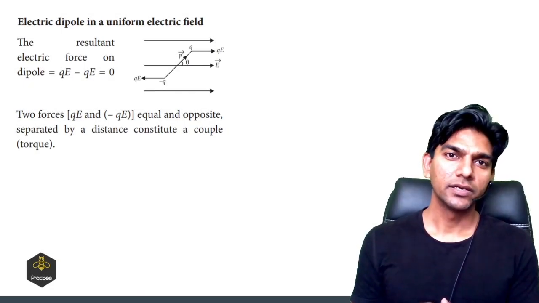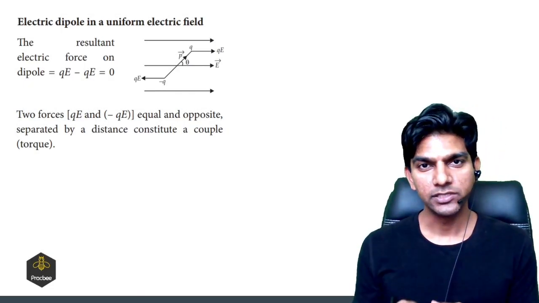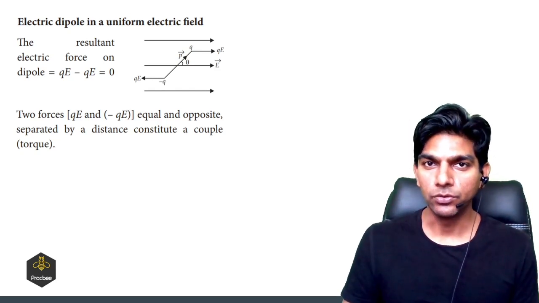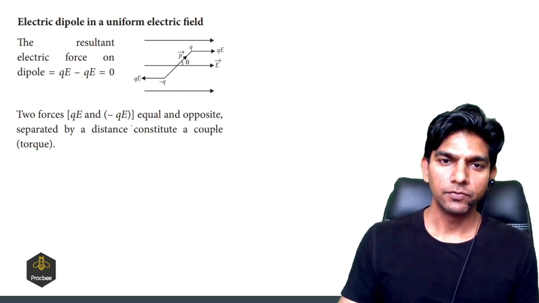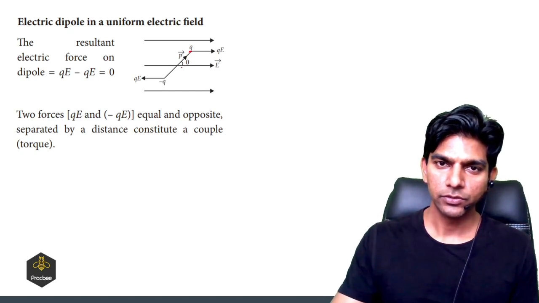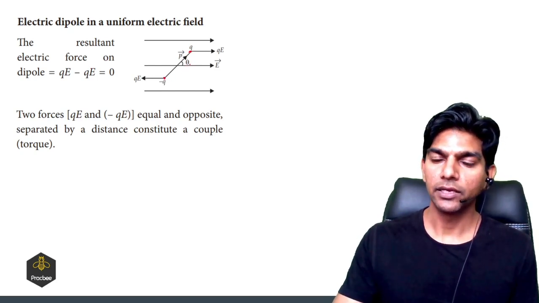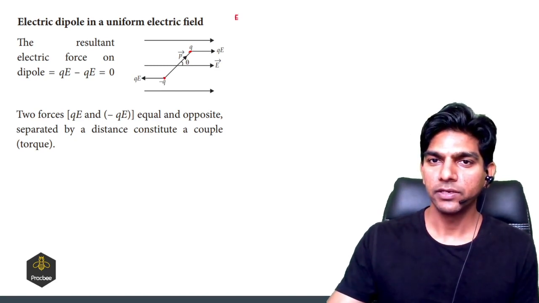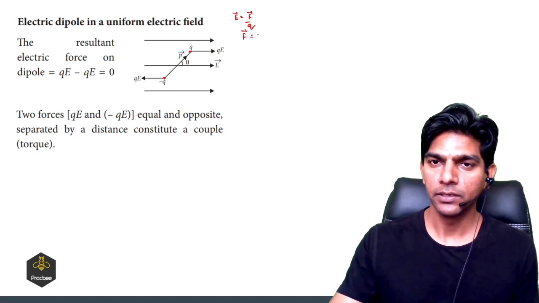So the next topic is when a dipole is placed in an external electric field. First let us take the case of a uniform electric field. So here we have a dipole. This is plus Q and this is minus Q. And can you see on the plus Q, what is the force? We know that electric field is F upon Q, right? So we can say the force will be Q times E.